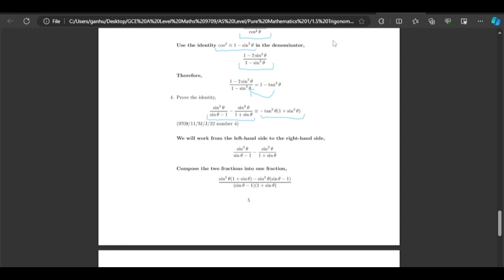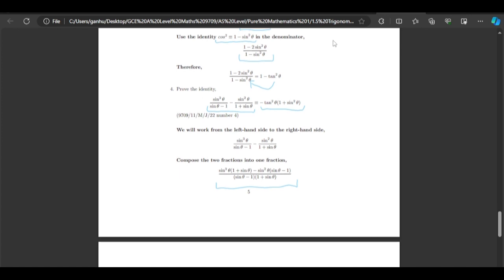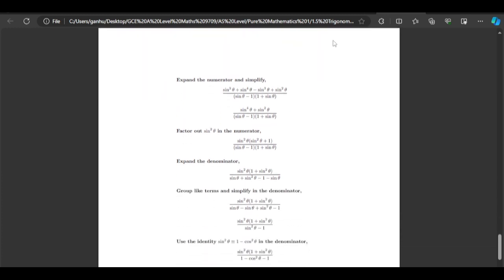So if you combine them, you end up with this expression over here: sine cubed theta times 1 plus sine theta minus sine squared theta times sine theta minus 1 over sine theta minus 1 times sine theta plus 1. And if you expand your numerator and you simplify it, you should end up with sine to the power of 4 theta plus sine squared theta over sine theta minus 1 times sine theta plus 1. And now let's factor out sine squared theta in the numerator. Now let's expand our denominator. You notice that this is a difference of two squares: sine theta minus 1, sine theta plus 1. So if you expand it, you get sine squared theta minus 1.